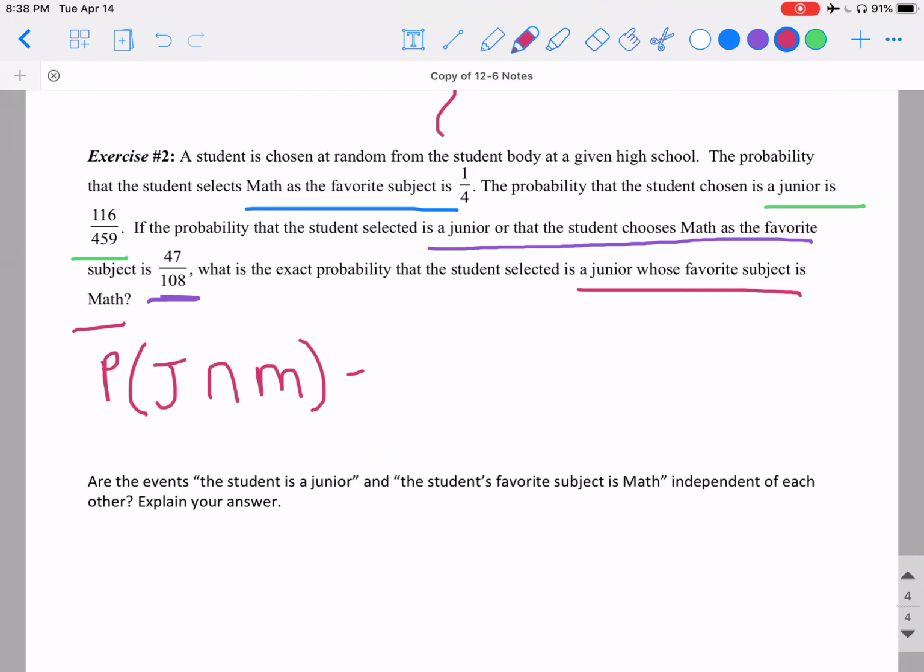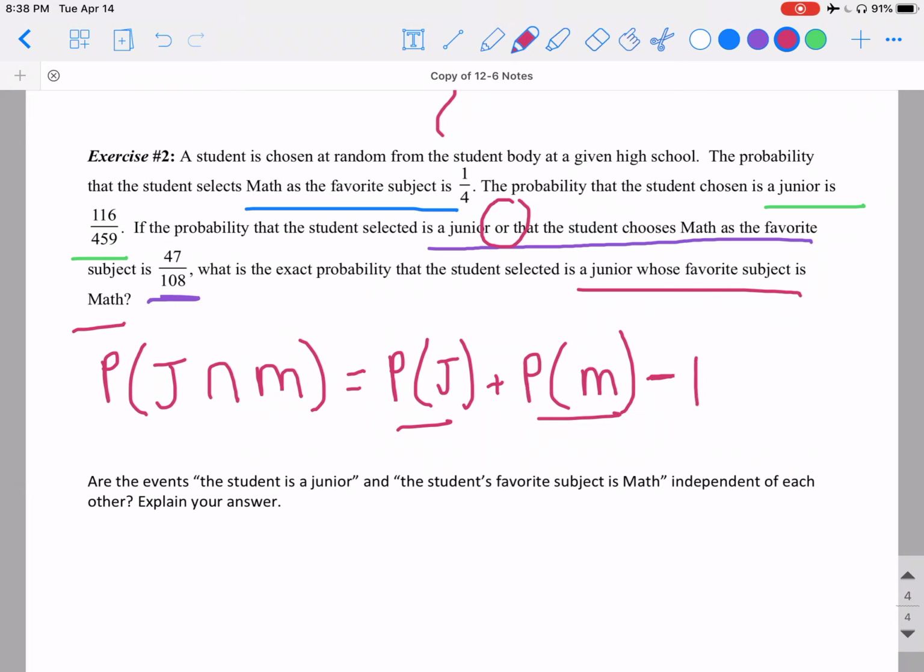To figure that out, remember I'm going to add up the probability that I'm a junior plus the probability that I like math. But then the problem here is I need to subtract the intersection where both people are already included. So these juniors and these math people, I don't want to double include them, so I'm going to subtract the probability that they're a junior or they chose math as their favorite subject. So that's how I'm going to set that up.